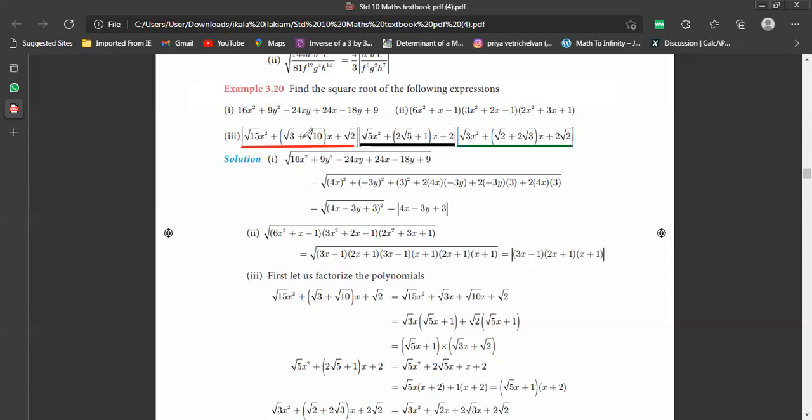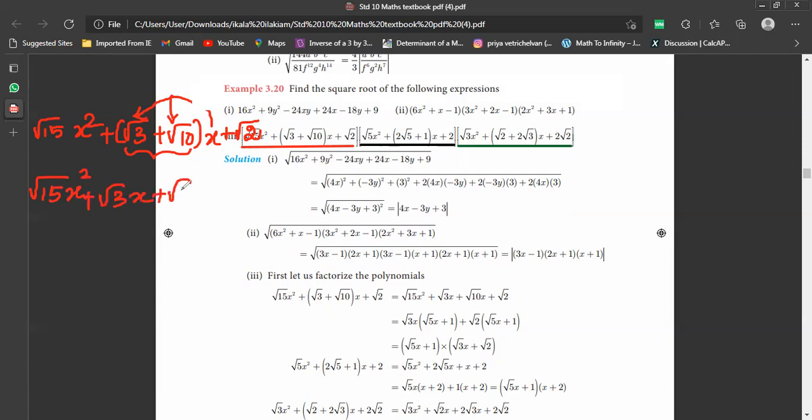It's the square root of 15x² + (√3 + √10)x + √2. Look at the equation carefully. You'll be able to notice a bracket here. What does it mean? This x is common to this root 3 and root 10. So let's take the x inside and do the multiplication. So how can you rewrite this? It will become 15x² + √3x + √10x + √2. Can you follow this? Yeah.